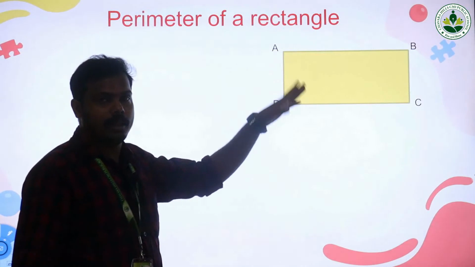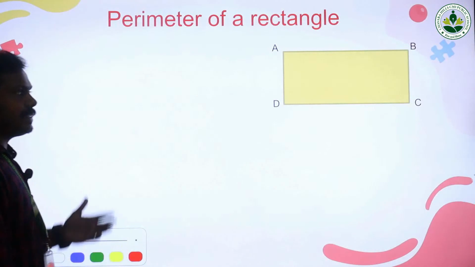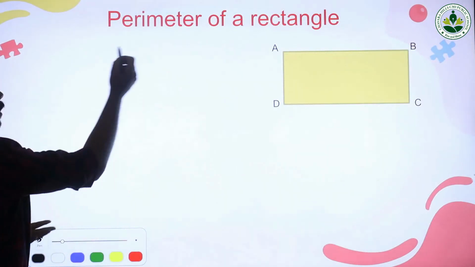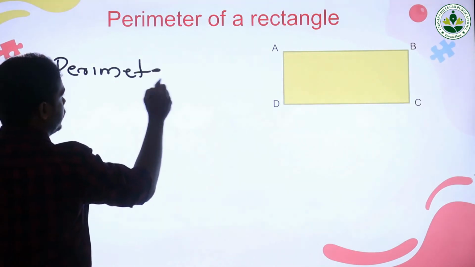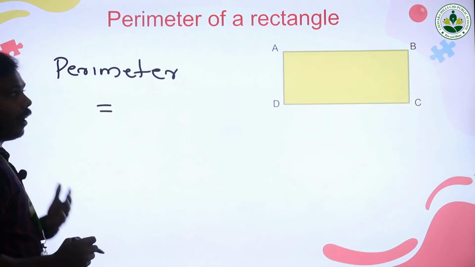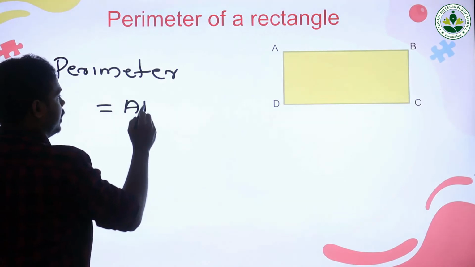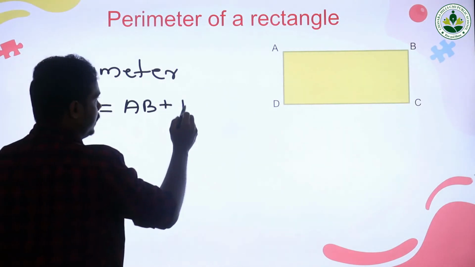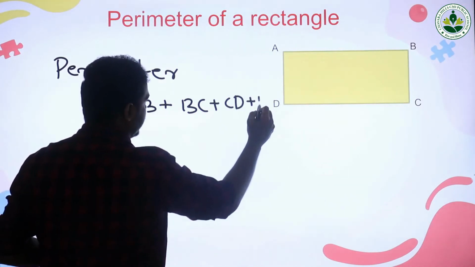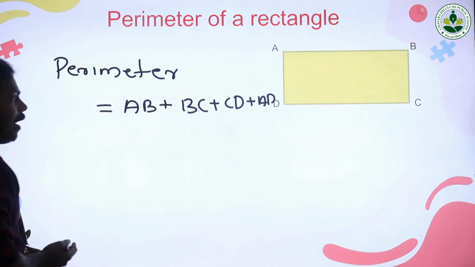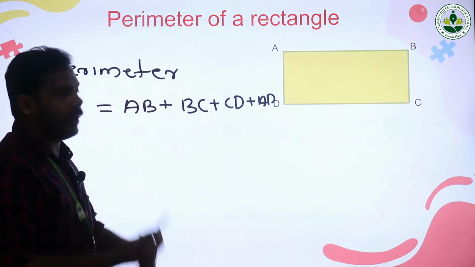Here the sides are AB, BC, CD and AD. Those are the sides of the rectangle. So for finding the perimeter, we need to add the side lengths. First side AB plus second side BC plus third side CD plus the last side AD. Here we need to add all the sides: AB plus BC plus CD plus AD.